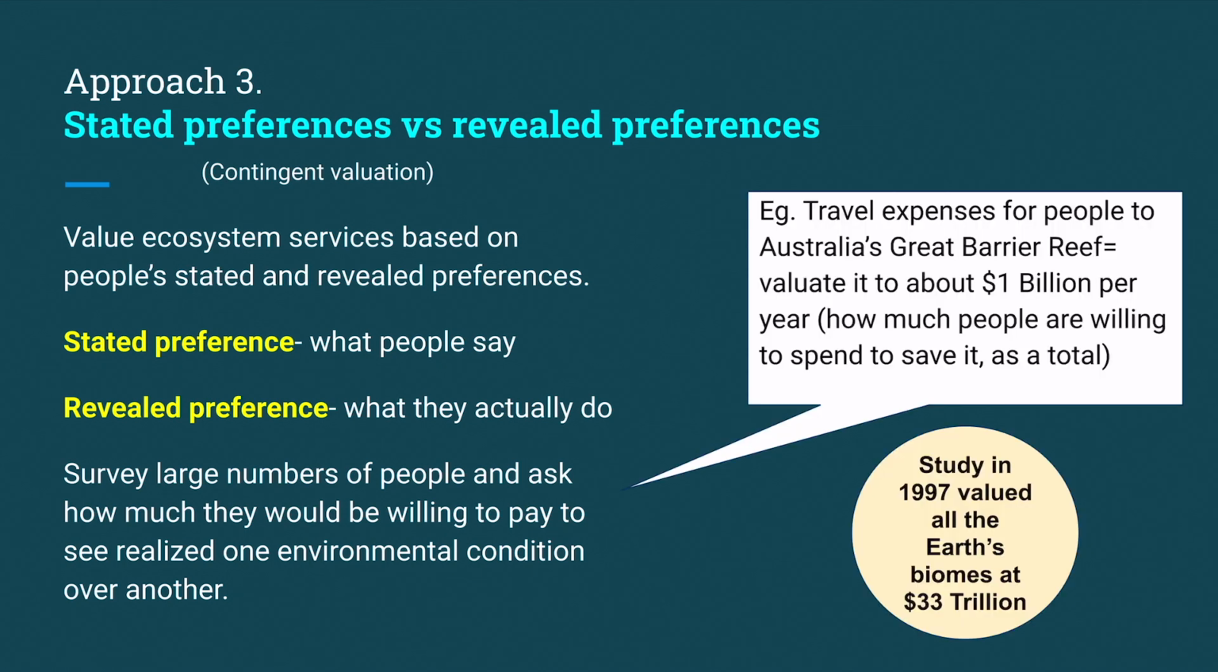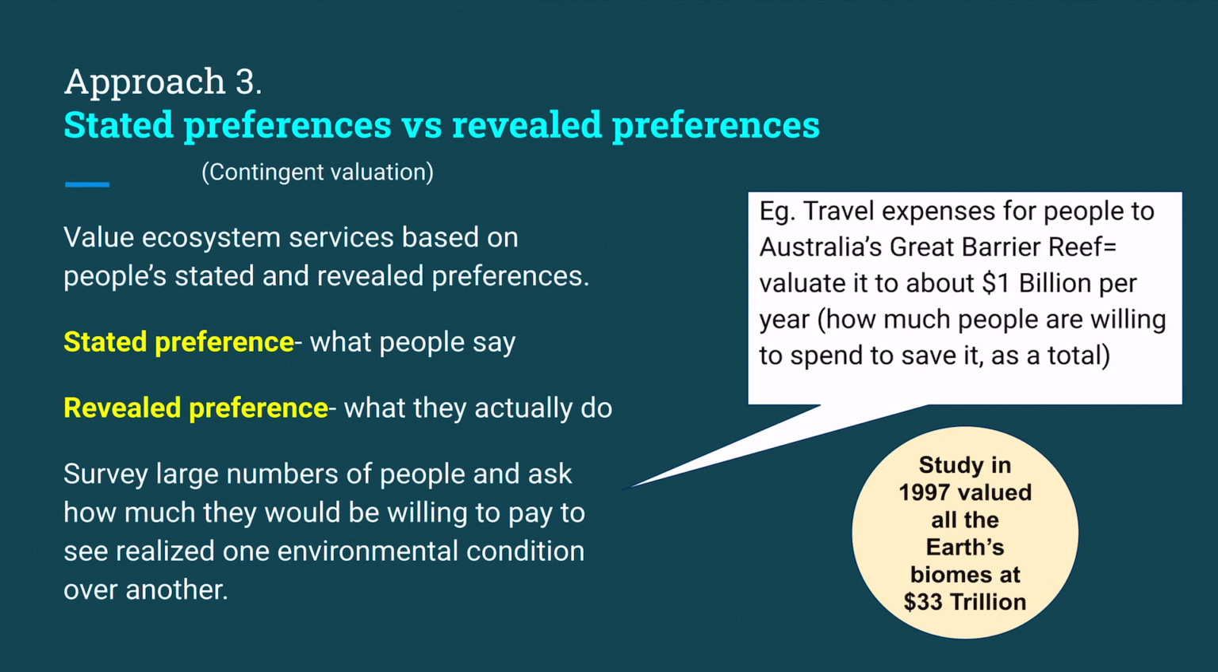An economic study concluded that the value of the Great Barrier Reef in Australia, based on people's willingness to pay to save it, is about $1 billion. And a study in 1997 valued all the Earth's biomes at $33 trillion.